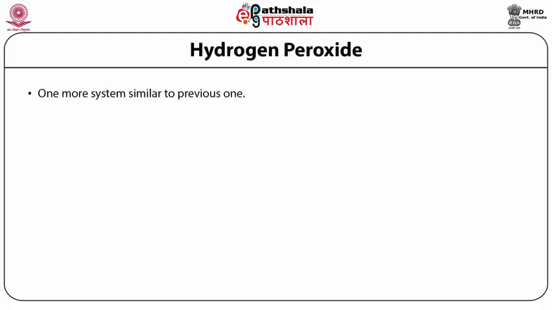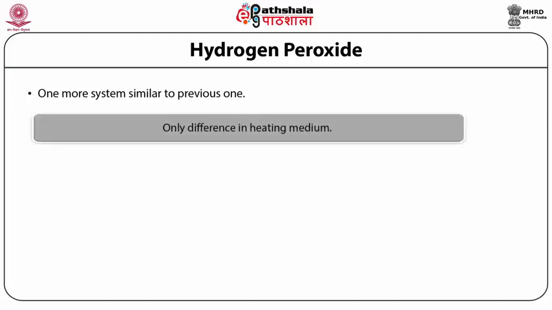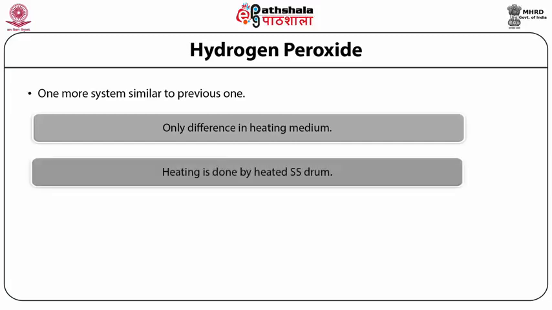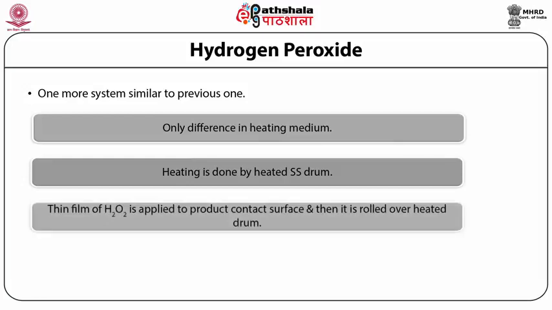A second system is similar to the one just discussed. The main difference is in how the heat is applied to the package surface. This system provides the heat necessary for sterilization by means of a heated stainless steel drum. A thin film of peroxide is applied to the product contact surface. This surface is then rolled over the heated drum.